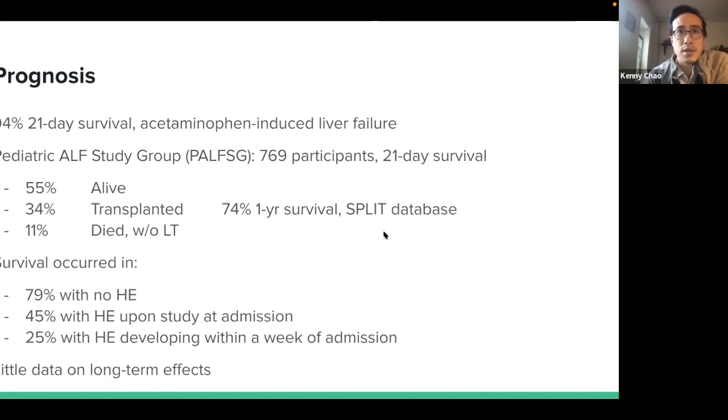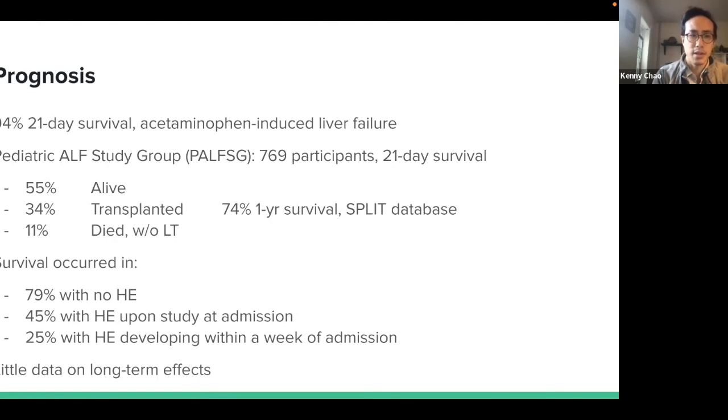And this is in comparison to 88% one-year survival for those that were transplanted for other reasons, like chronic liver disease. So you can see that the one-year survival is actually a little worse. In terms of those who passed, the main reasons why they died were multi-organ failure, cerebral edema, herniation, and sepsis. And you can see survival is actually correlated with hepatic encephalopathy. So the higher grade you have, or if you have any encephalopathy, the worse you do.